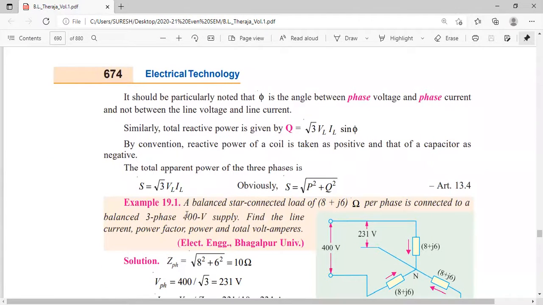Take down this problem. A balanced star connected load of 8 plus J6 ohm per phase is connected to a 3-phase 400 volt supply. Find the line current, power factor, power and total volt ampere. Take down this problem.